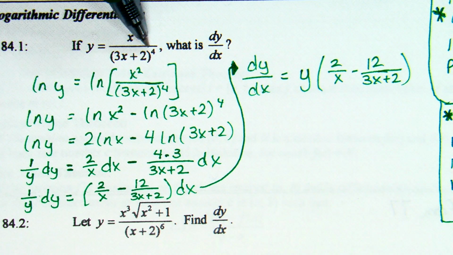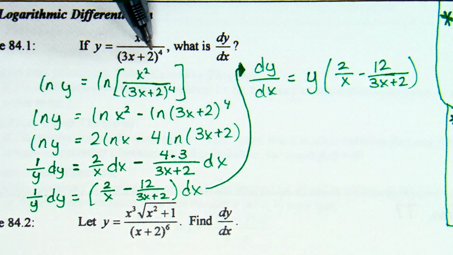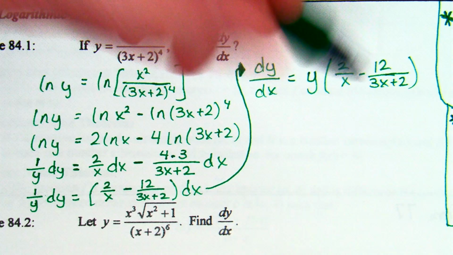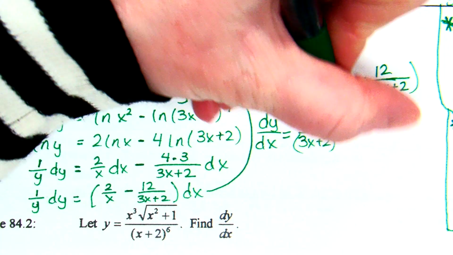X squared over 3x plus 2 to the 4. Okay, so right here where there's a y out front, we're just going to replace it with this fraction right here. We're not going to do anything past that. We're going to leave this ugly, which is good news, but we're just going to replace it. So, dy dx equals y. Okay, my y is x squared over 3x plus 2 raised to the 4th, times what was already there of 2 over x minus 12 over 3x plus 2.